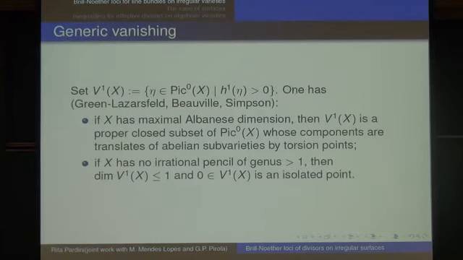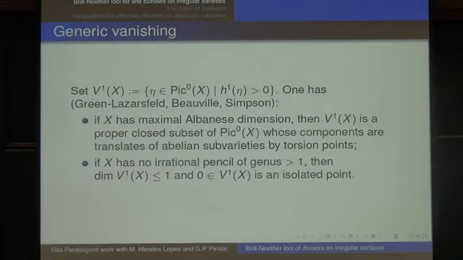And this assumption that X has no irrational pencil is not very restrictive, because if X has an irrational pencil of genus greater than 1, then it has already some very strong geometrical properties. You can try to study such X's looking at the fibration. So somehow, in the general case, you don't expect an irrational pencil. You can try the Leray spectral sequence of the fibration. No, this is just philosophical. We do nothing of the kind.